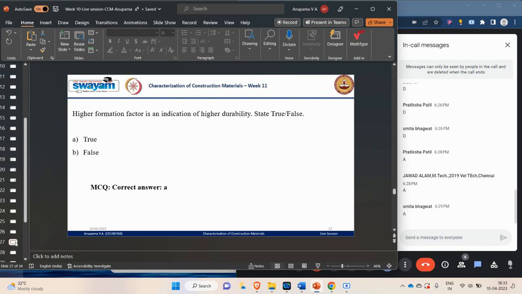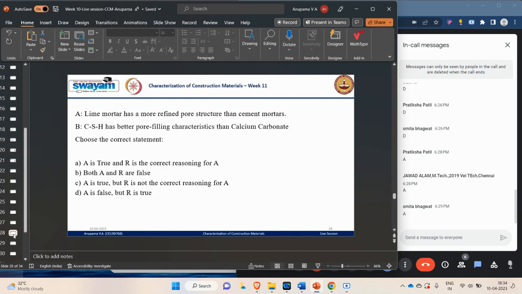Okay, the correct answer is true. So the higher the formation factor, the higher the durability of the material. Let's move to the next question.